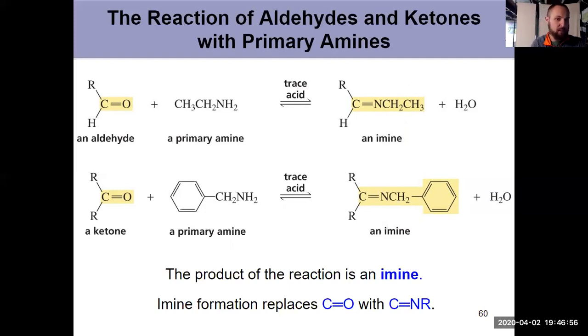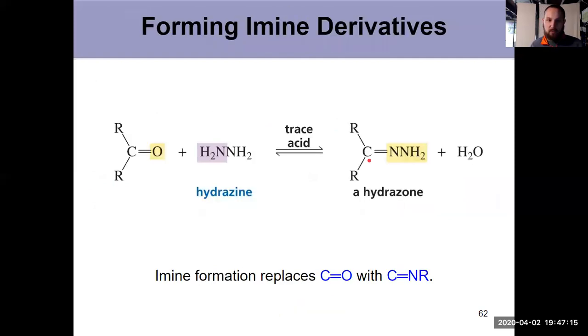They have the same hybridizations as what we would expect with a carbonyl, similar reactivity. And there are also some types of derivatives that we can see, right? But right now, what you want to know: aldehyde or ketone, primary amine, that forms an imine. We also do see some derivatives, as I just mentioned.